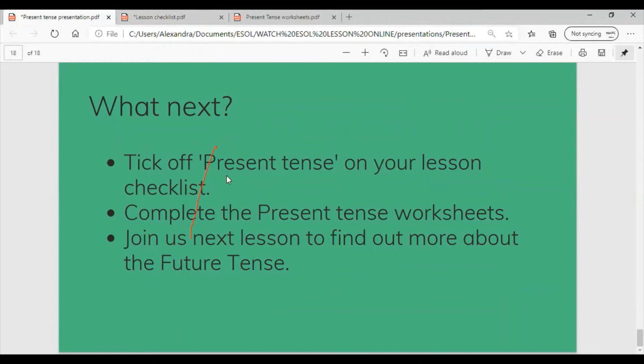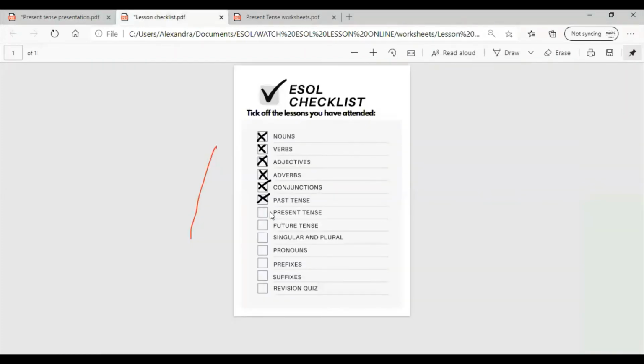So now we've finished, we want to tick off our present tense on your lesson checklist. So here we are, if we tick off present tense right here, and then we're going to be looking at future tense on Thursday.